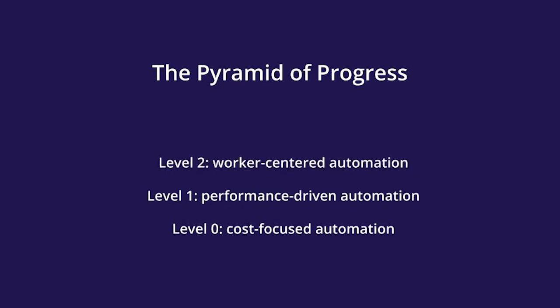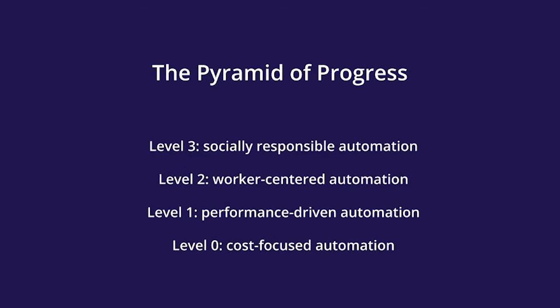In level 2, we have worker-centered automation, where the business goals include worker development and enrichment. This system encourages new forms of human-machine interaction that actually augments human capabilities. And then level 3, socially responsible automation, where technology is employed to produce more and better jobs for humans, driving economic growth while also promoting societal well-being. For this, business leaders must commit to proactively identifying new revenue streams and job-enabling growth.